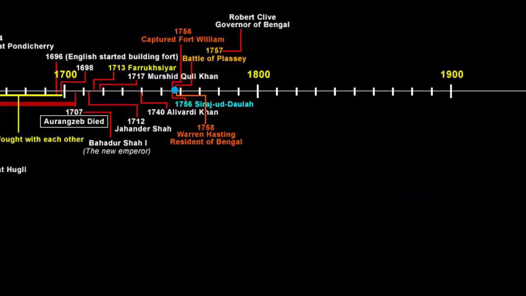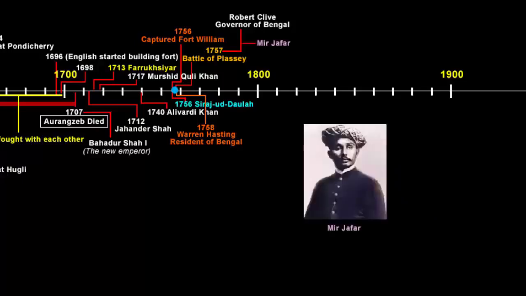Now after the 1757 Battle of Plassey, Mir Jafar was made the Nawab of Bengal as promised by Robert Clive. He was known as the Puppet Nawab. Now even the Puppet Nawabs were not always as helpful as the company wanted them to be.